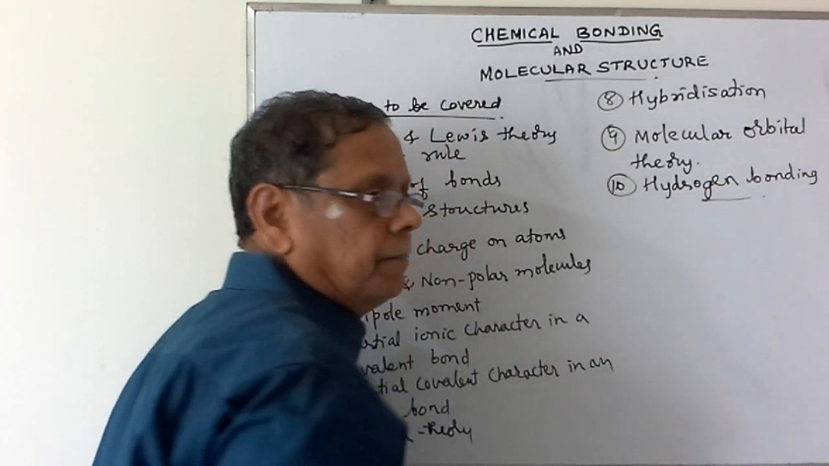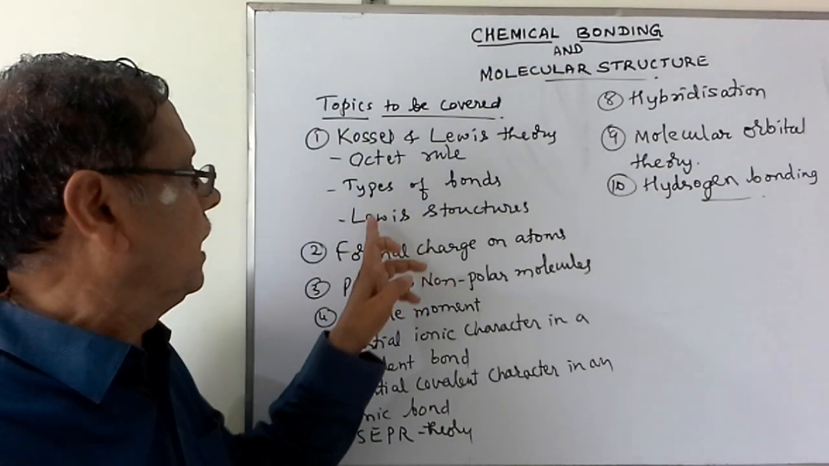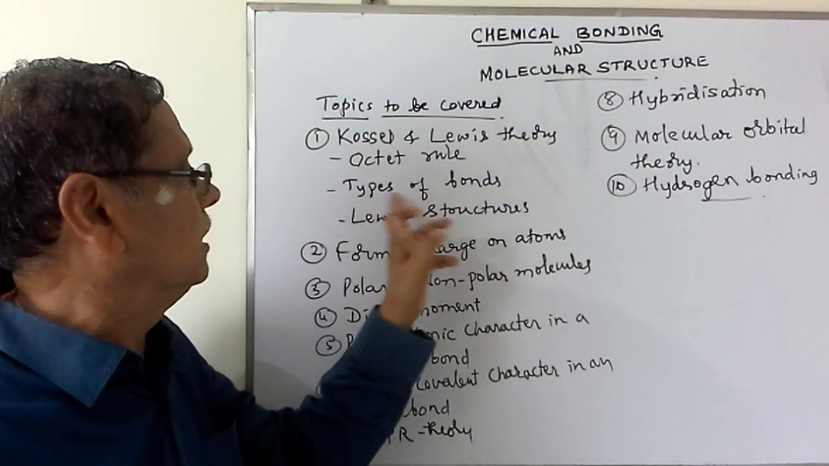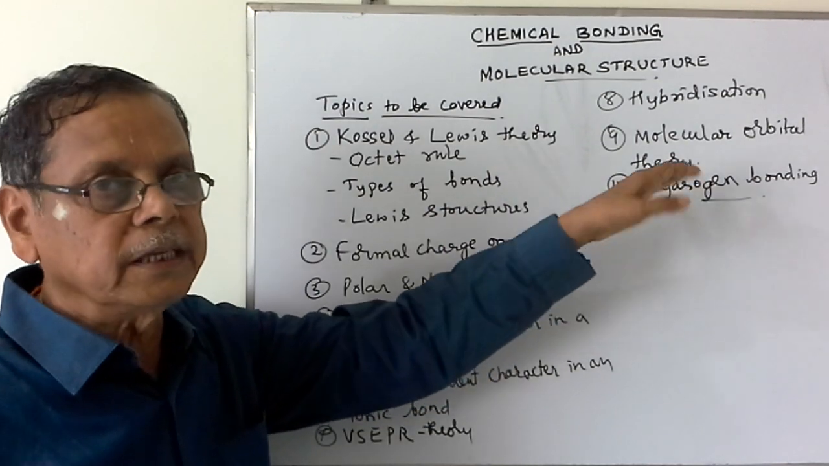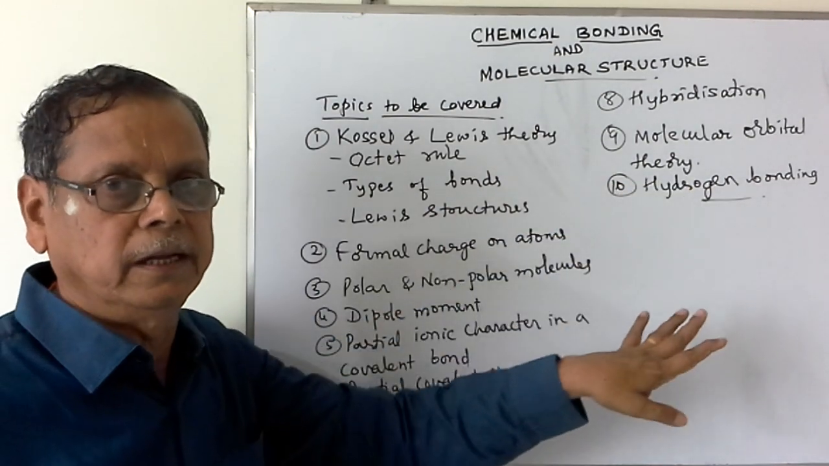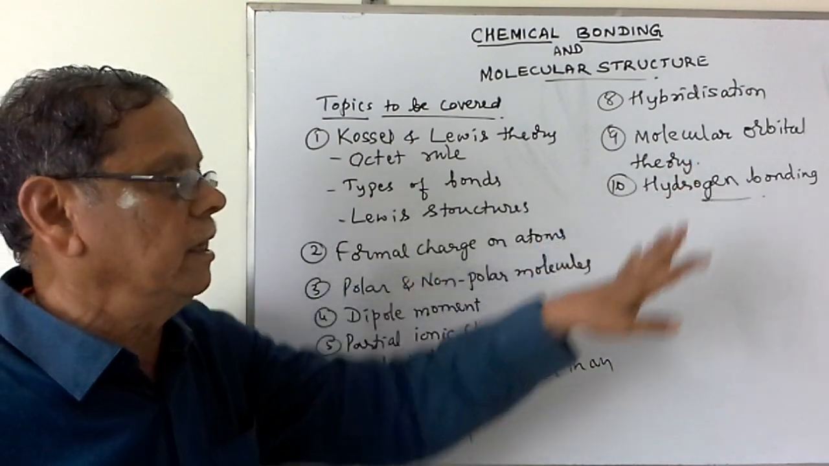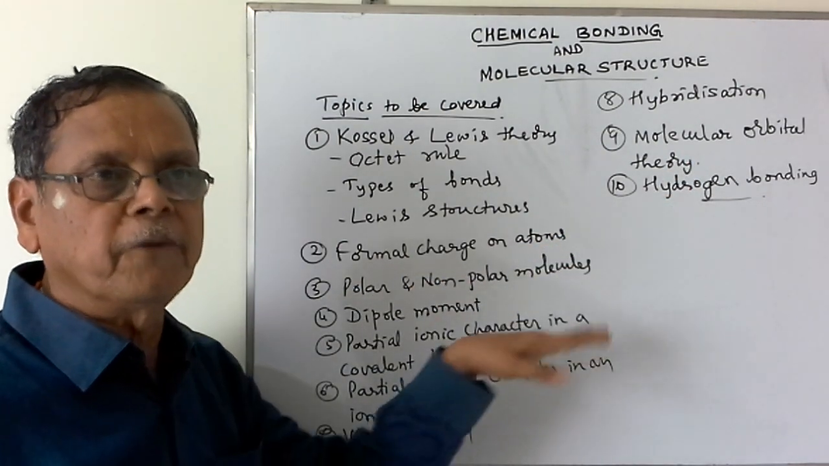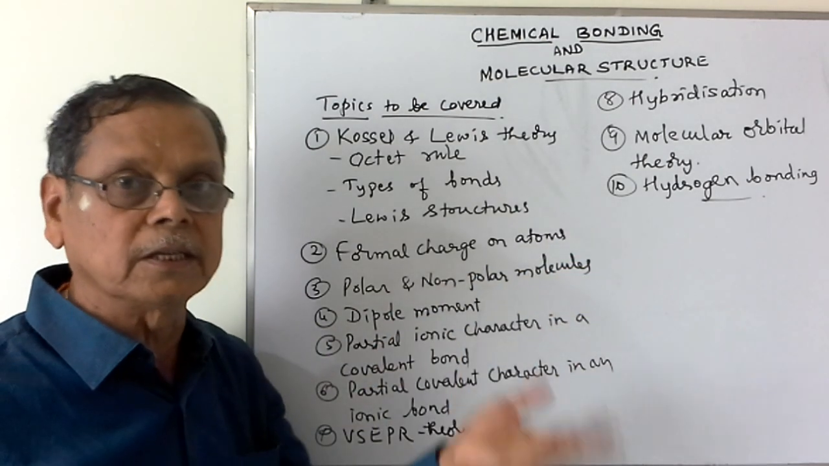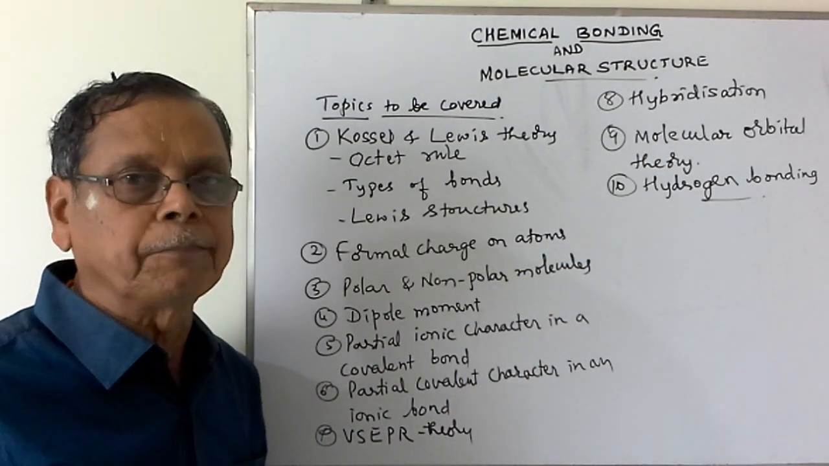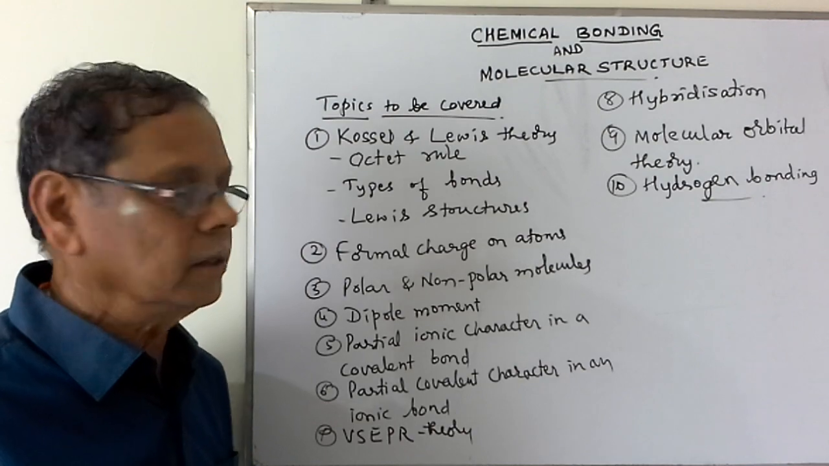Hydrogen bonding. We will not consider the detailed explanation under these types of bonds for hydrogen bonding, because it needs a special explanation: in what case a hydrogen bond is formed, in what type of compound a hydrogen bond is formed, and how that hydrogen bond explains the certain characteristic properties of the various molecules.